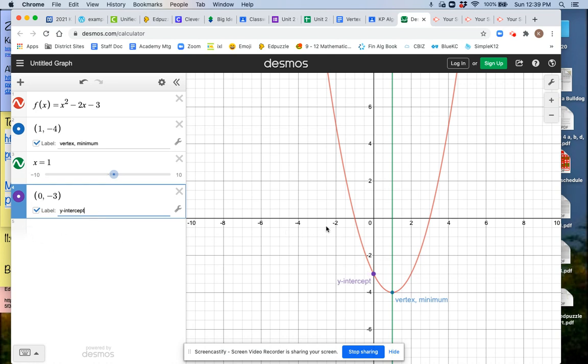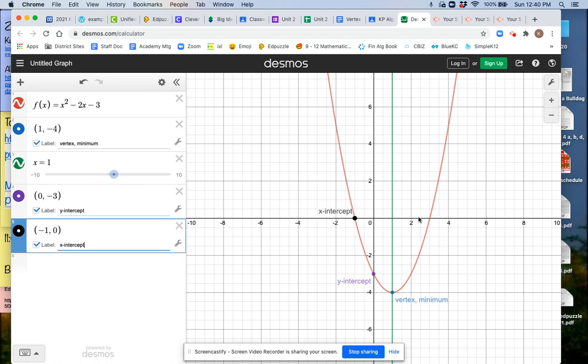And now I want to label my x-intercepts. So I click over here and I see that this x-intercept is the point negative 1, 0. So I enter that, negative 1, comma 0. I label that my x-intercept.